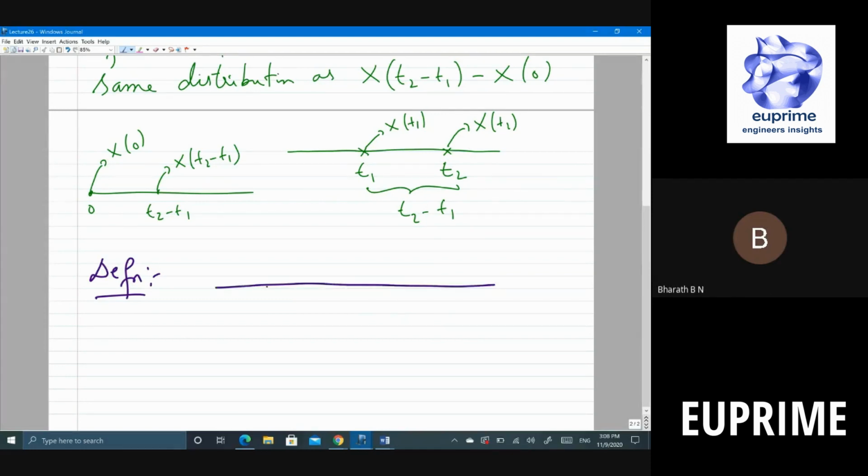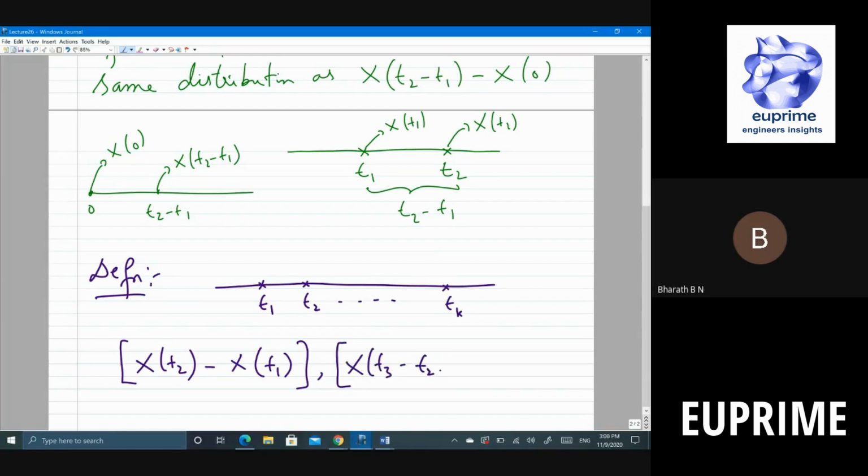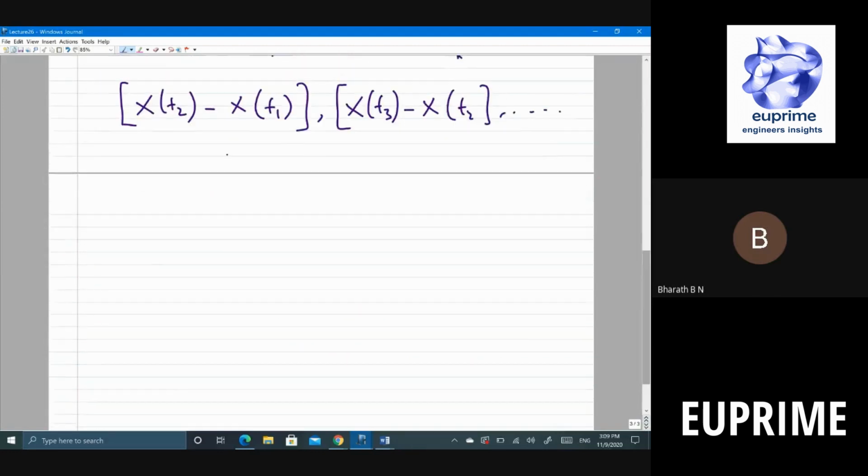So maybe I'll write pictures, right? If you look at, for example, T1, T2, etc., and look at K epochs or K time instances where T1 is strictly less than T2 and so on. Now you look at the difference. The number of arrivals in the time interval T1 to T2 is x of T2 minus x of T1. That's the counting. And you look at x of T3 minus x of T2, and so on. The last one will be x of Tk minus x of Tk minus 1.